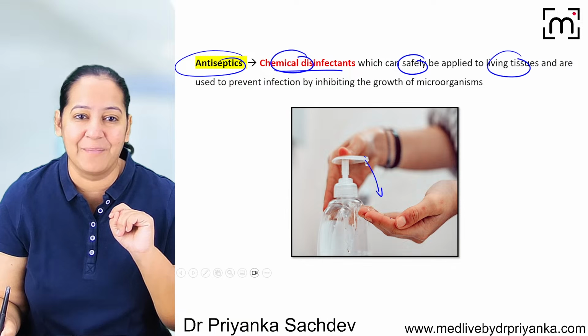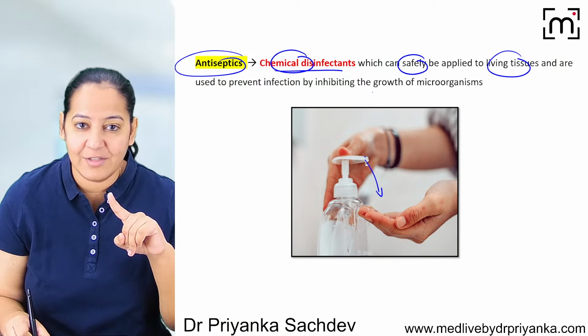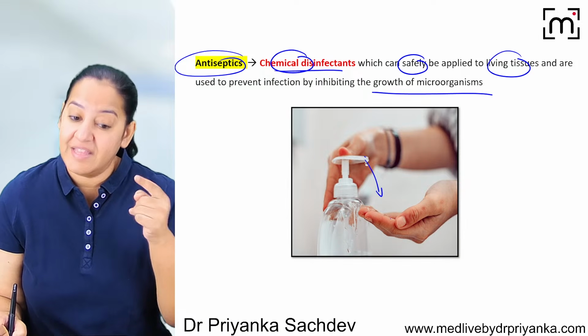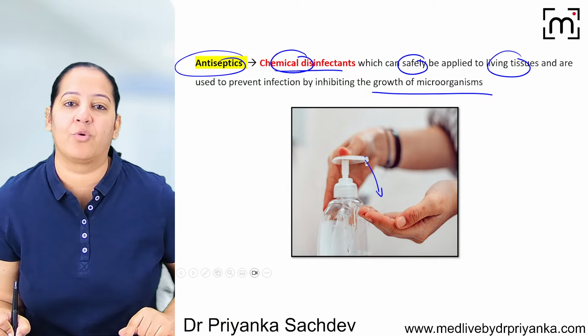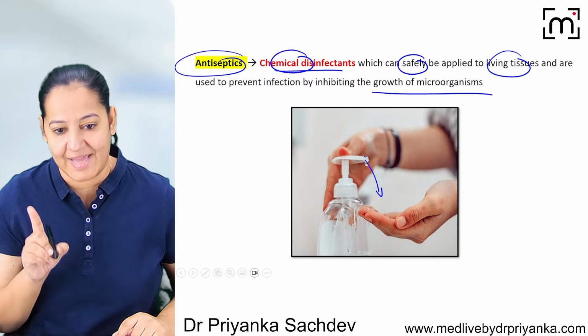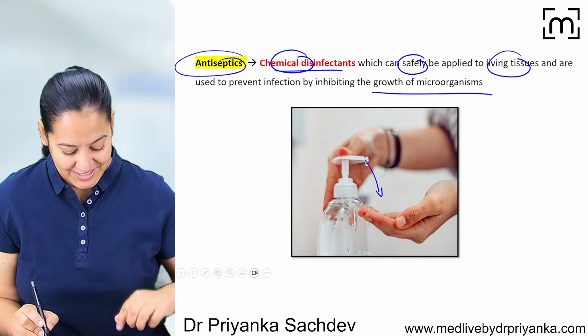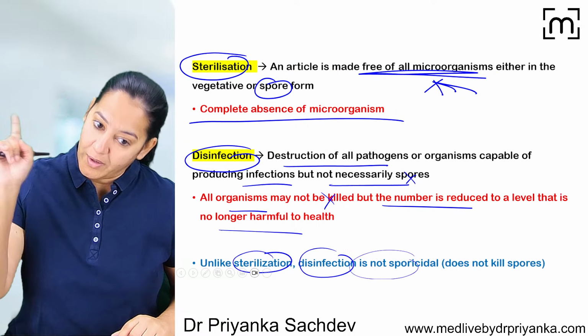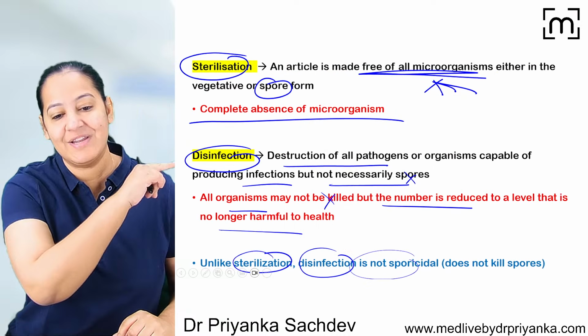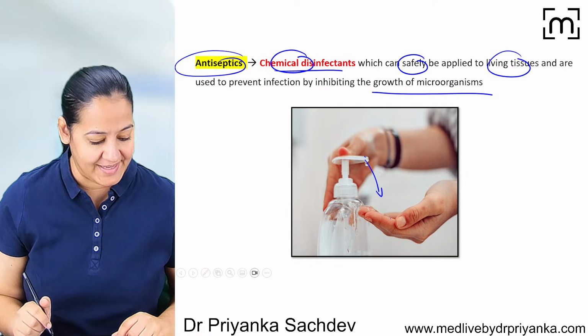They do not cause any harm to us, but they do not kill the bacteria necessarily. They inhibit the growth of them. So these chemicals are known as antiseptics. Till now I taught you three important concepts. I taught you what is sterilization, what is disinfection, and what are antiseptics.